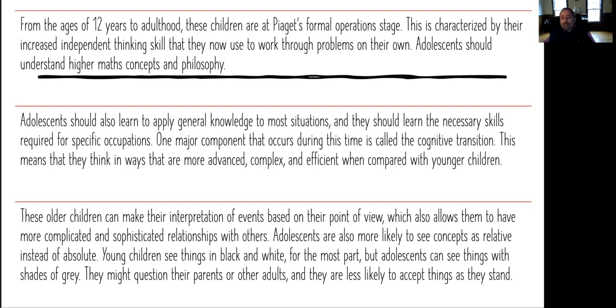That does not make them bad, and it doesn't negate what they are saying. That's what they are doing. They're interpreting the events, and based on those events, they're developing their own points of view. And they know how to develop sophisticated relationships outside. These adolescents, like I said, don't see things as absolute. They see them as relative, unlike children who see things in black and white, while adolescents see the shades of gray.